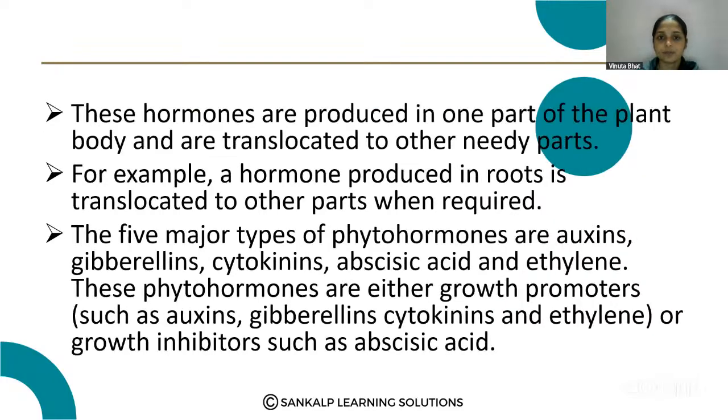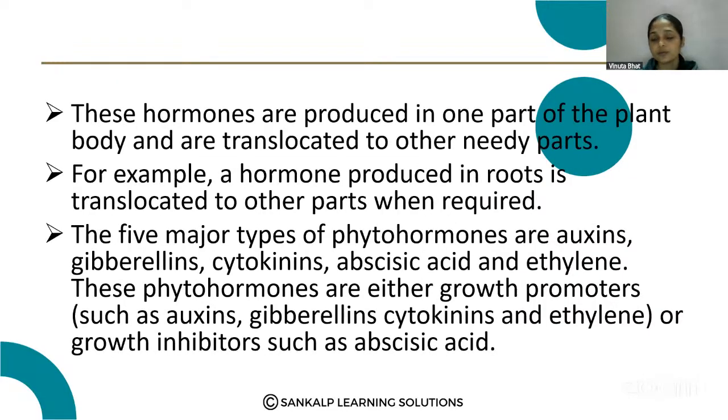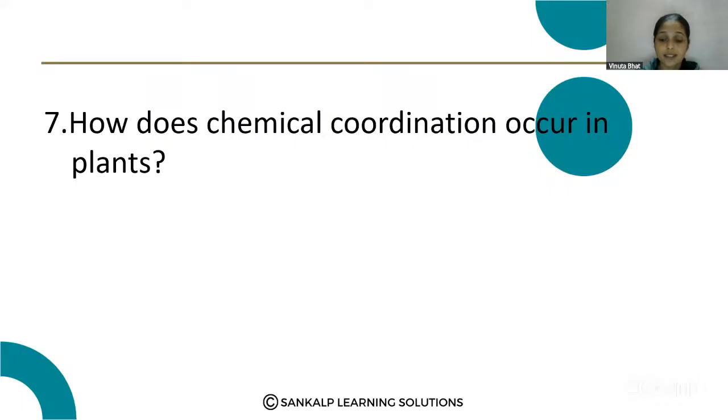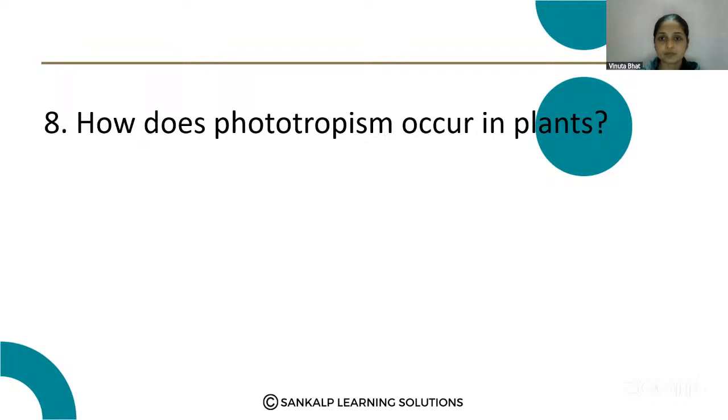Next question. How does this control and coordination occur in plants? If you want the explanation, you can write how the auxins are synthesized, and how cytokinins, gibberellins, and abscisic acid help for the control and coordination in the plant's body. How does phototropism occur in plants?